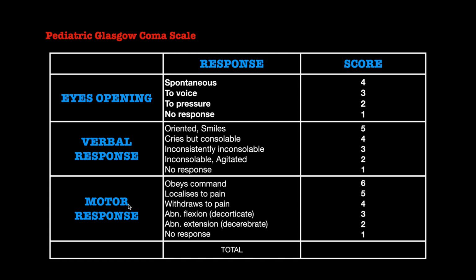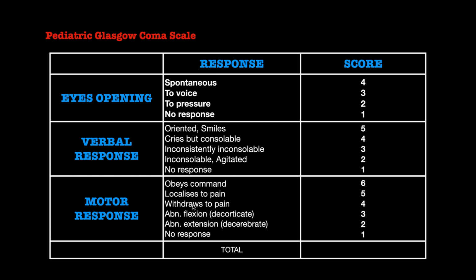Now, with the motor response, if the child obeys your command, you ask the child, "Can you give me a hug? Can you give me a hand? Or can you hold my hand?" And the child obeys and gives you his or her hand, you score the child 6. But if the child localizes to the pain that you apply or the pressure that you apply to parts of the body before the child responds, then you give the child 5.